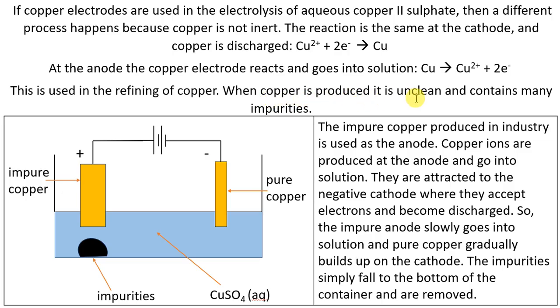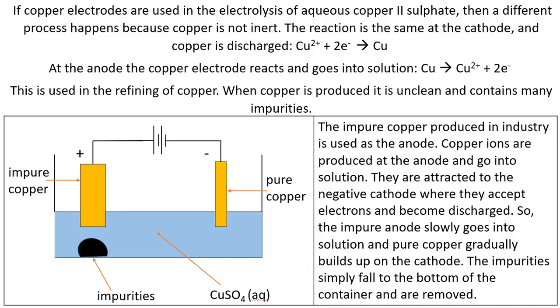When copper is produced, it's unclean and contains many impurities. My impure copper produced in industry is used as the anode. We see that here, impure copper forming the positive anode. Copper ions are produced at the anode and go into solution. They are attracted to the negative cathode, where they accept electrons and become discharged. So, the impure anode slowly goes into solution, and pure copper gradually builds up on the cathode.